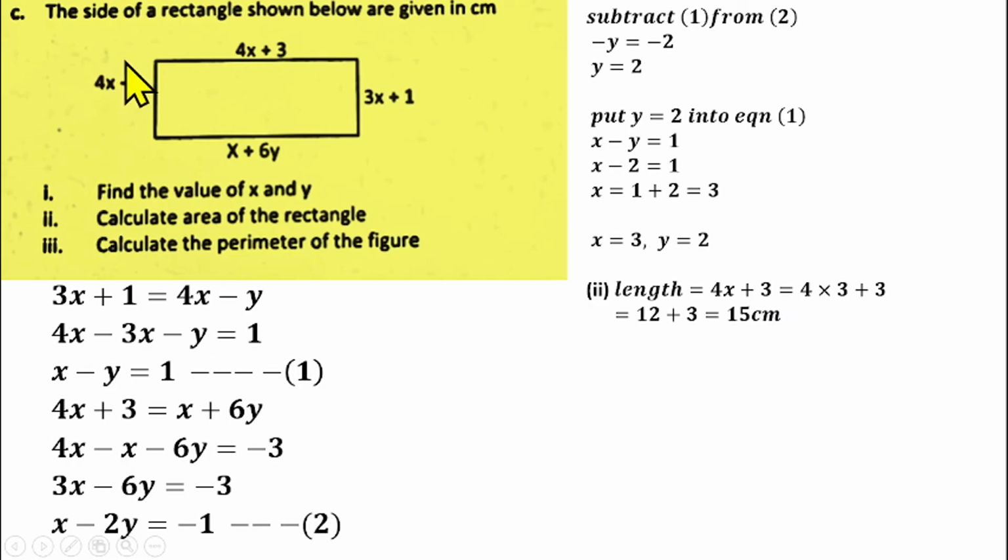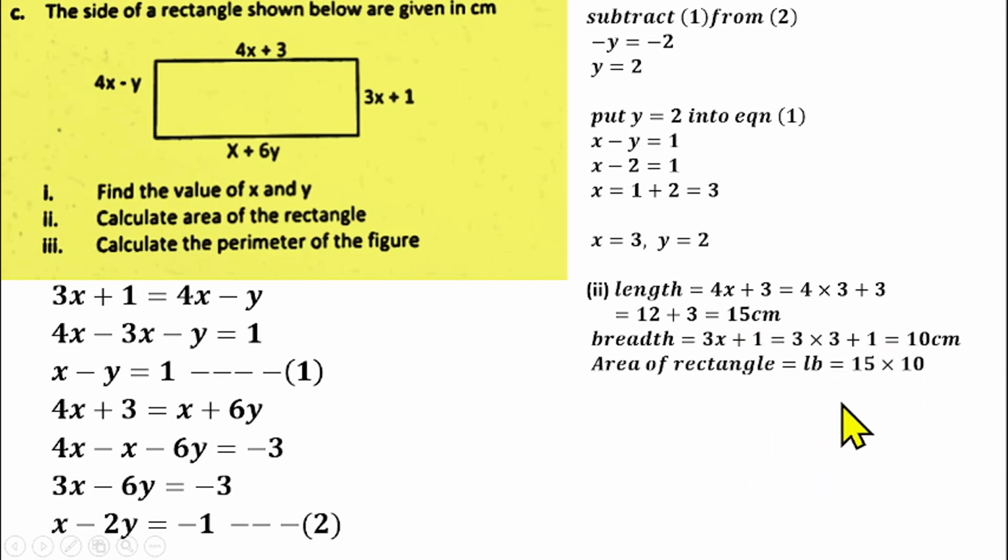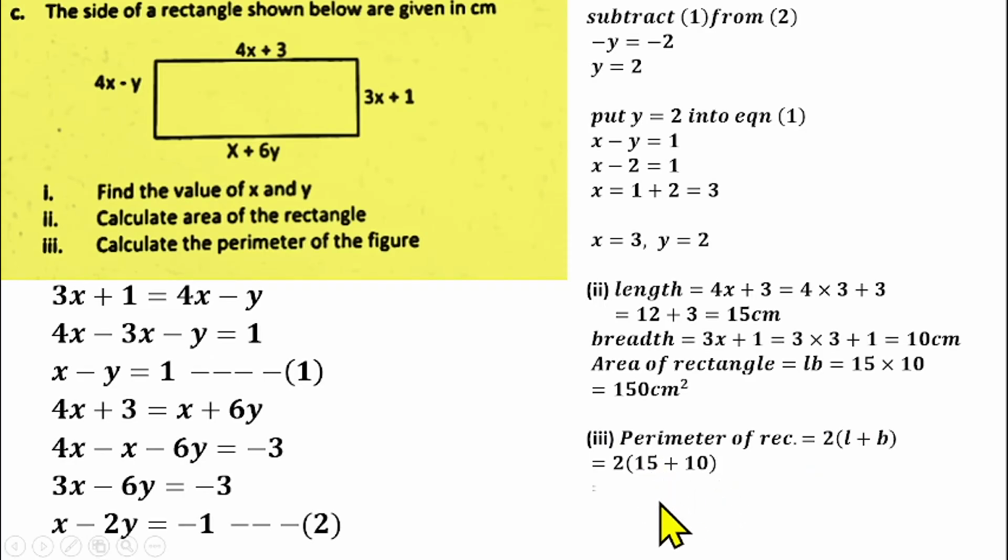Then the breadth as well, you use either this or this. So the breadth will be 3x plus 1. Our x is 3, so we have 3 times 3 is 9, plus 1, that gives us 10. So the length is 15, the breadth is 10. So we can find the area of the rectangle now, which is length times breadth. That will give us 15 times 10, which is 150 centimeters squared. Then the perimeter of the rectangle is calculated by 2 into length plus breadth. So that will give us 2 into 15 plus 10, 2 into 25, and that will give us 50 centimeters for the perimeter.